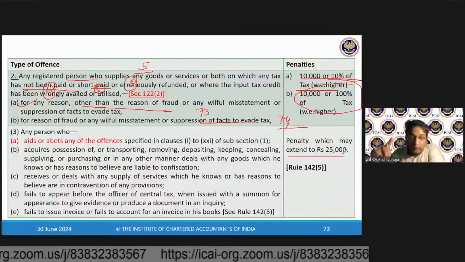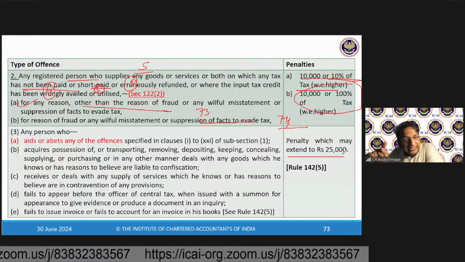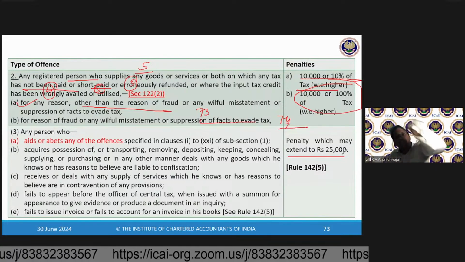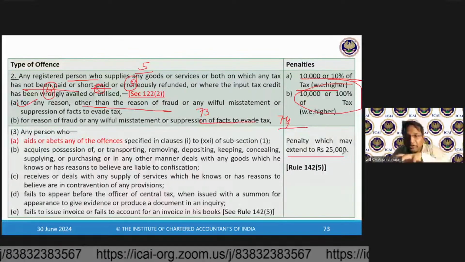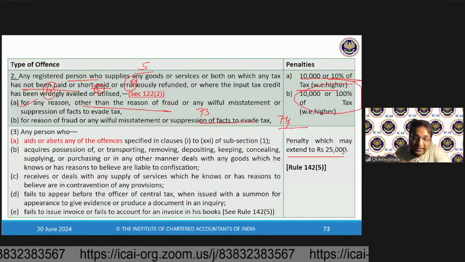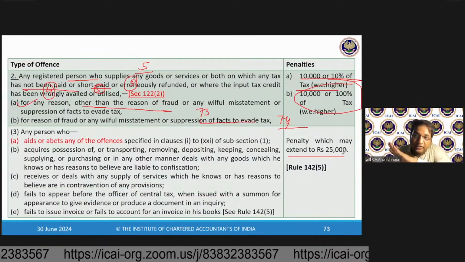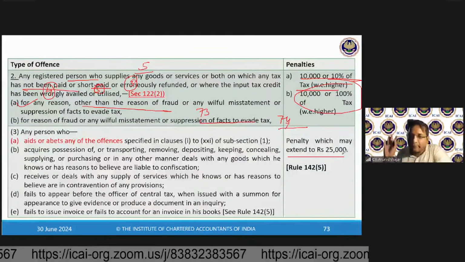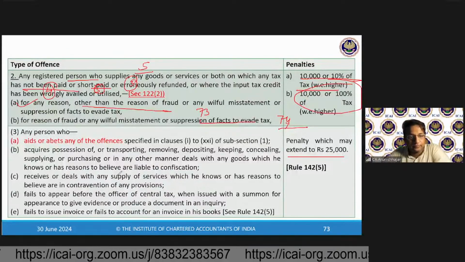One thing to be noted: whatever penalty we are reading, that is of the CGST Act. So an equal amount of SGST would be there. It means if we are reading the amount of 25,000, it means 25,000 under CGST and 25,000 under SGST. So the total penalty would be 50,000.